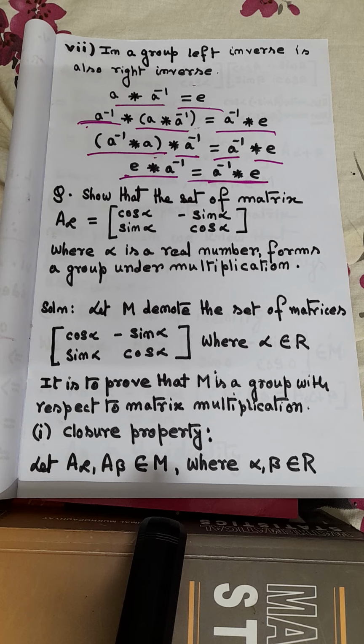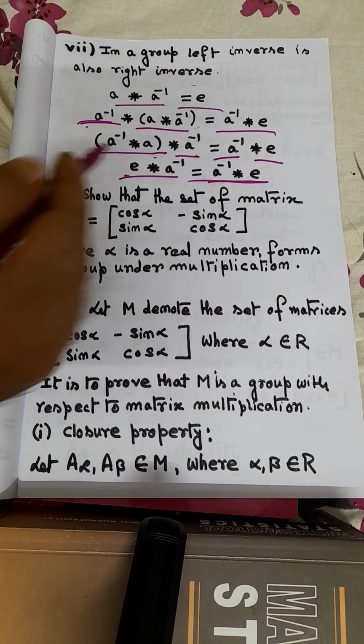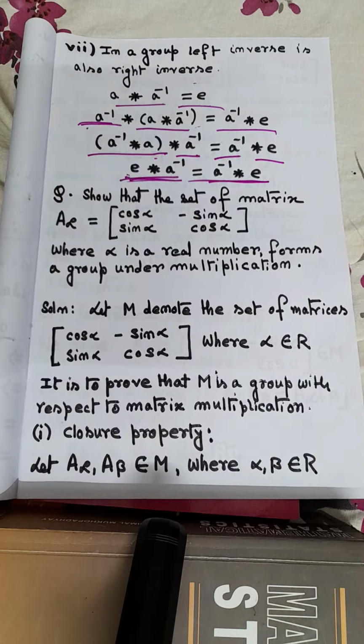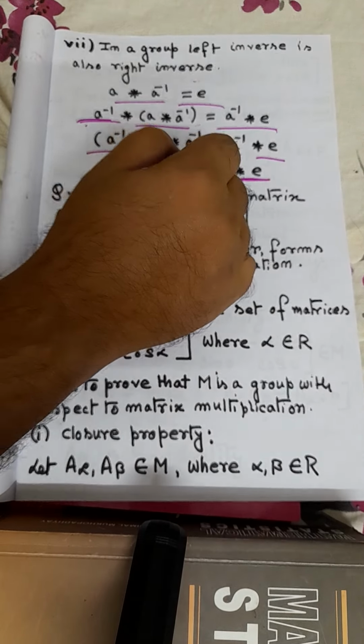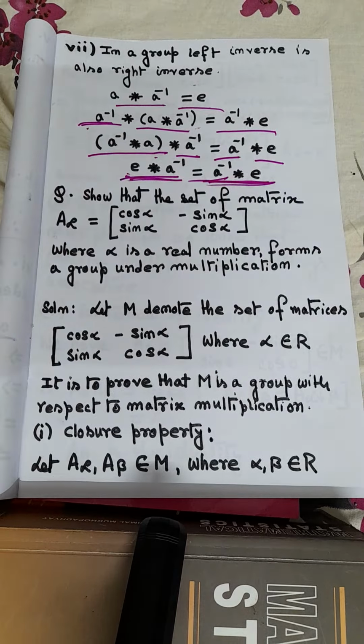As per the cancellation law, left inverse, that is A inverse binary operation A, will always be equal to E, that is left inverse and right inverse are the same.